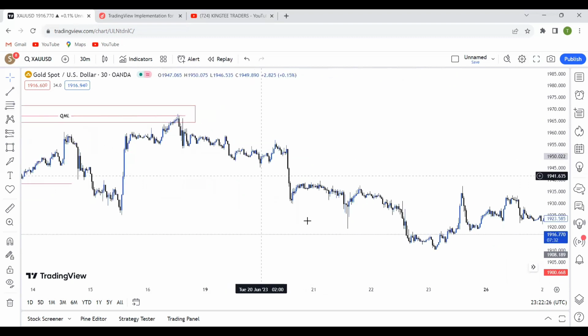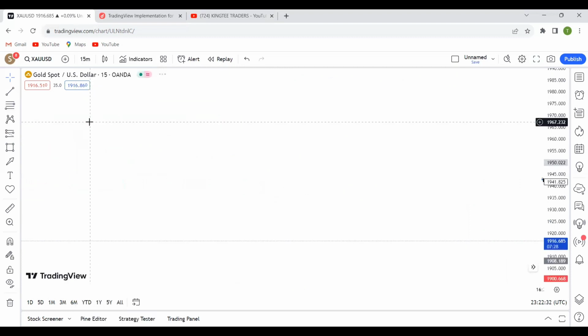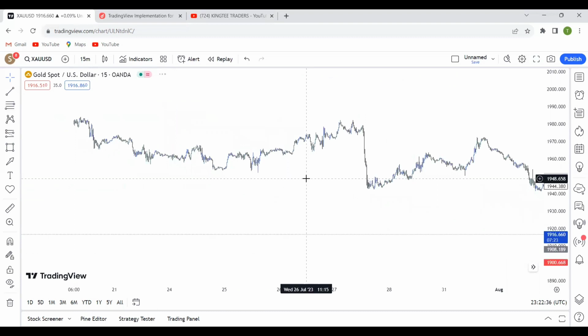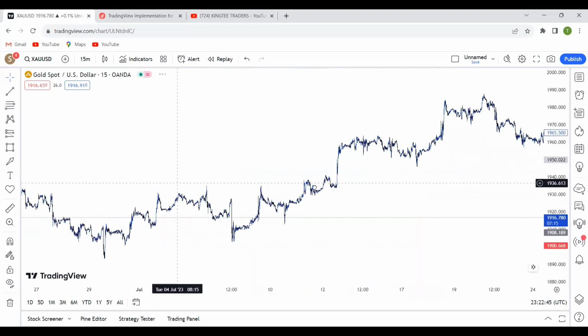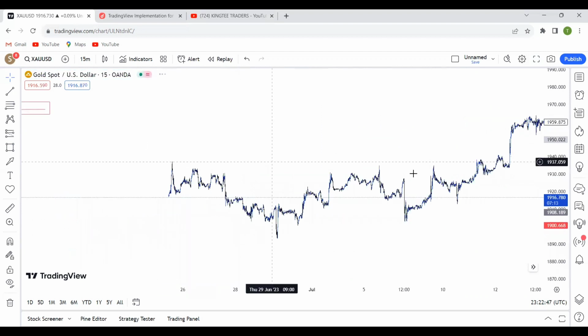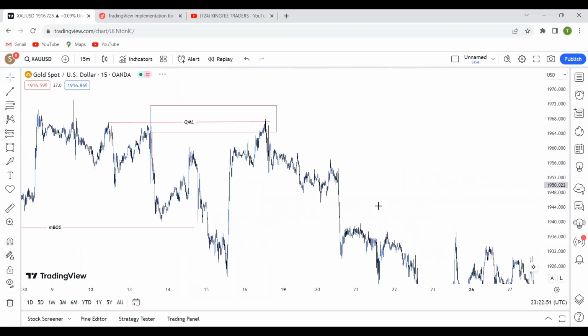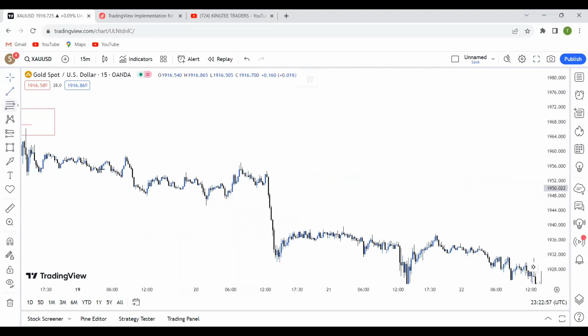You can see that gold was moving in a downtrend. Now let's go to 15 minutes and see if we can come up with another scaling in opportunity. So obviously the market was moving in a downtrend, so here a break of market structure.